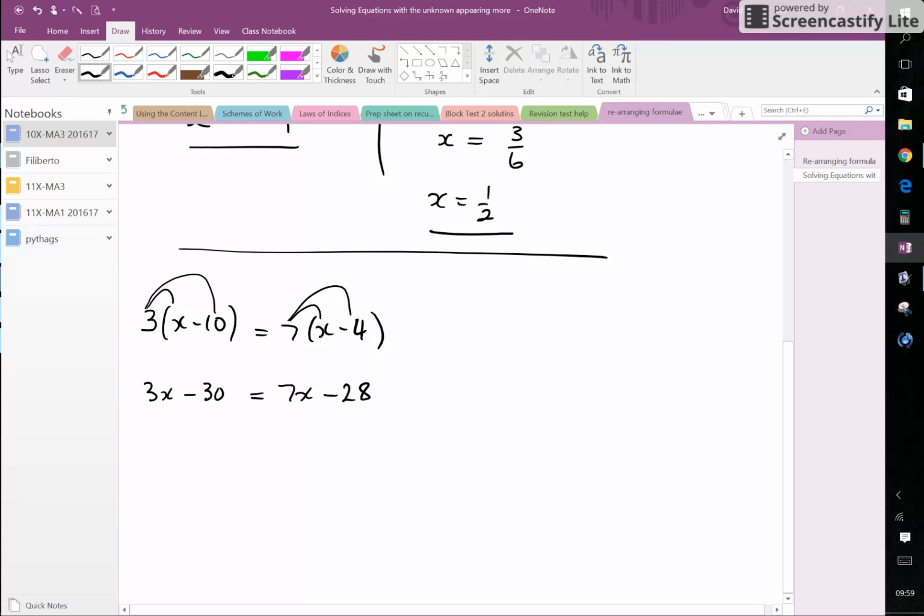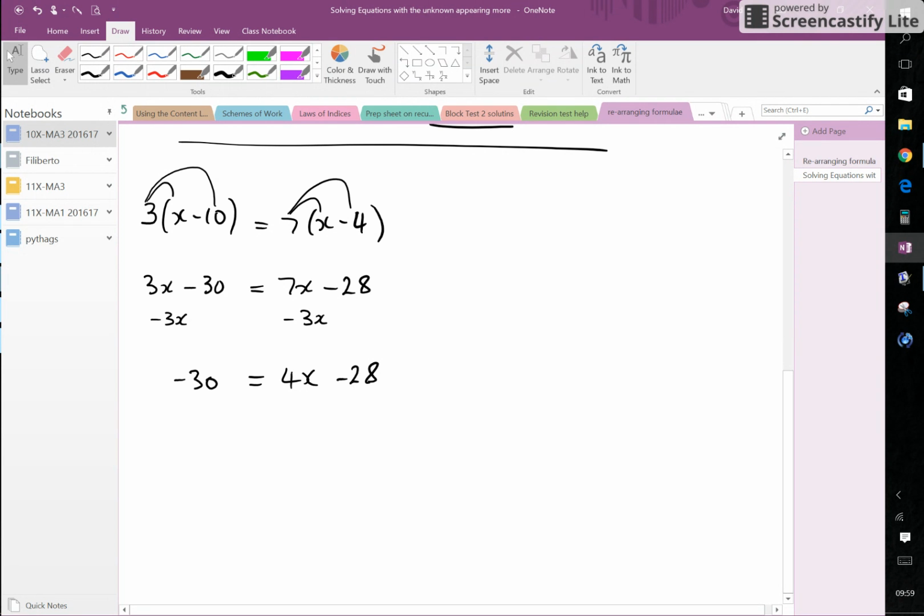Now what we want to try and do is to gather the x's together. If we look to see which is the largest lot of x's, that's on the right-hand side, the 7x's. So it seems sensible to subtract 3x from both sides. You could subtract 7x from both sides and you'd find the same answer eventually, but the best thing to do is to subtract the smaller number from both sides. So here we get 3x minus 3x is nothing, minus 30 that's left over there, and then we get 7x minus the 3x is 4x, minus the 28.